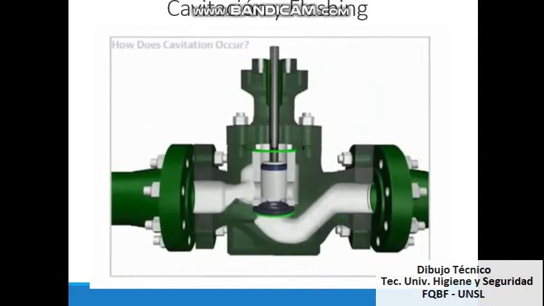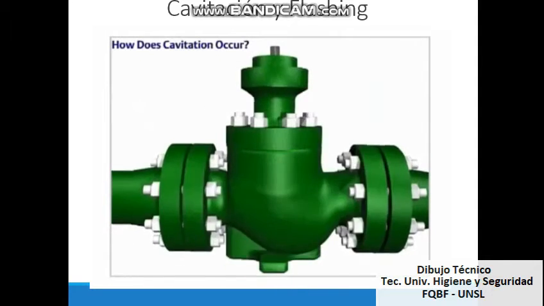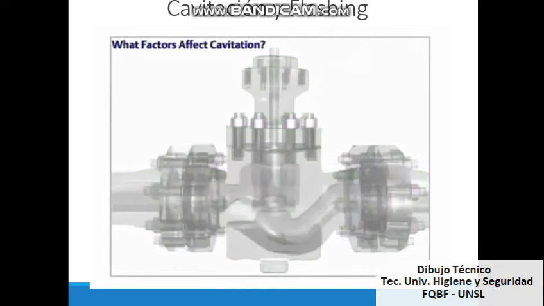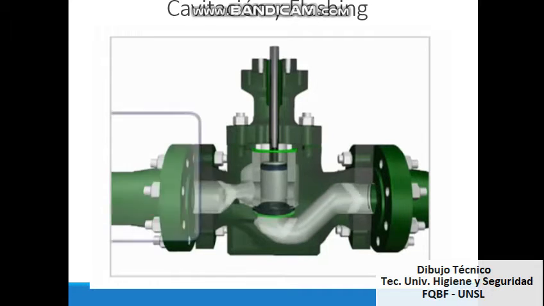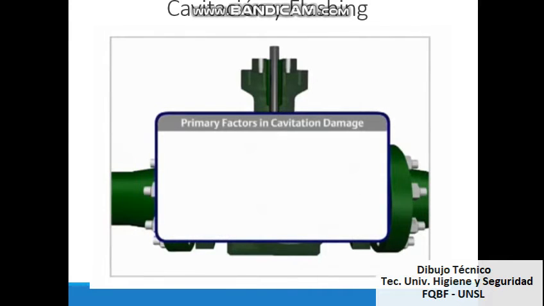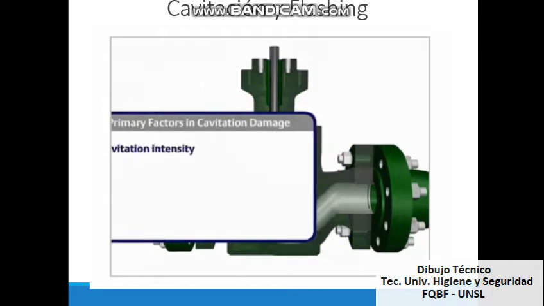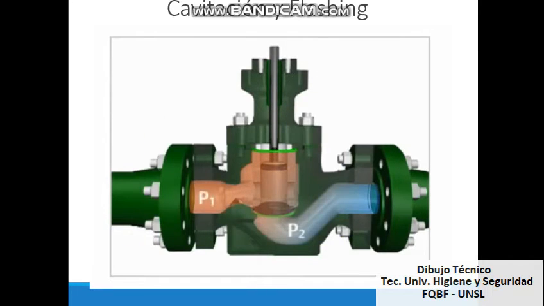Cavitation can also cause unacceptable noise and vibration that reduce efficiency or lead to loss of process control. Even though cavitation occurs, it doesn't always cause damage. The extent of cavitation damage is affected by the following factors. The intensity of the cavitation. Greater drops in pressure increase the potential for damage.